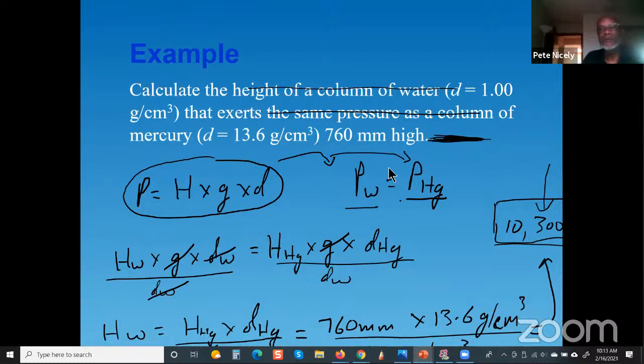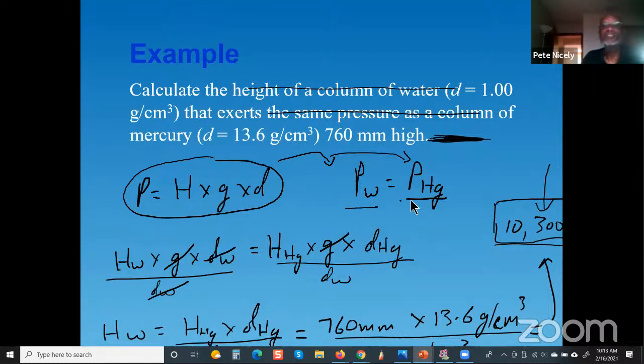So the first thing I would do is write down the equation for calculating the pressure of a mercury column. If you remember, this is the equation: pressure is equal to H times G times D. H is the height of the column of the liquid, G is the acceleration due to gravity, and D is the density.